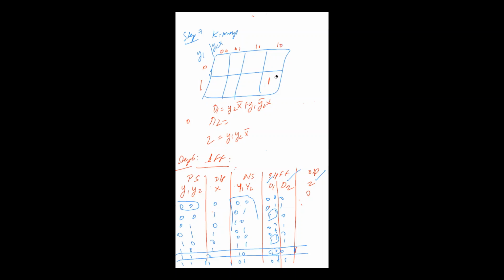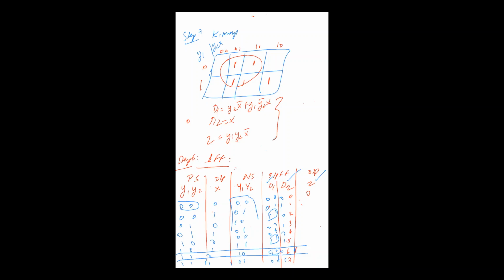Similarly, you can solve for D2. D2 is 1 at 1, 3, 5, and 7. You have to group all this. So D2 will come out to be X. So these are the 3 expressions that we will get.